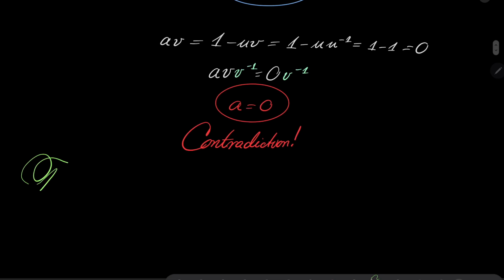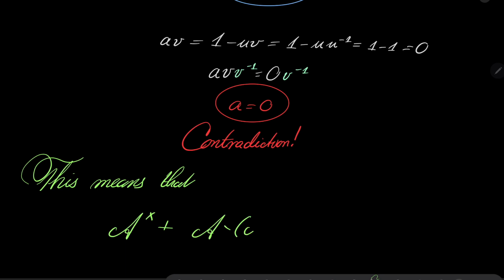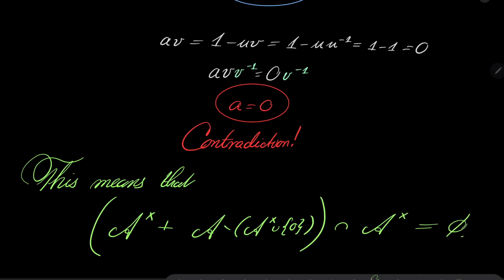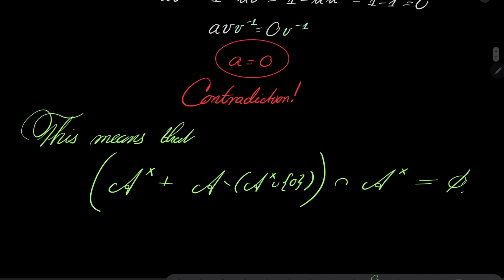this means that, well, let's rewrite it, that units plus non-units intersected with units, well, in the end we get the empty set, which closes part A. This closes part A.